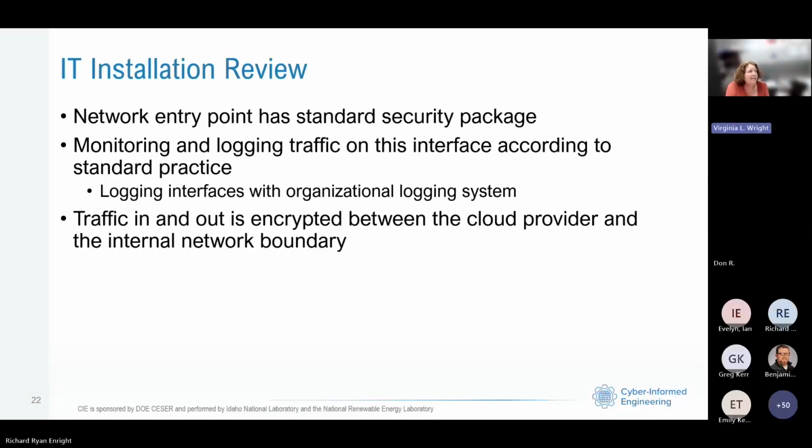We also had our IT team go out and look at the installation and determine how well this solution integrates with our tools. What we found was that this tool integrates perfectly with what we have. It can leverage our standard security package at the network entry point. Monitoring and logging traffic on the interface leverages our organizational logging system, so we don't have to specially maintain or look for logs on this system. They'll come in and our SOC can see and respond to any issues. We also found that traffic in and out is encrypted between the cloud provider and our internal network boundary.